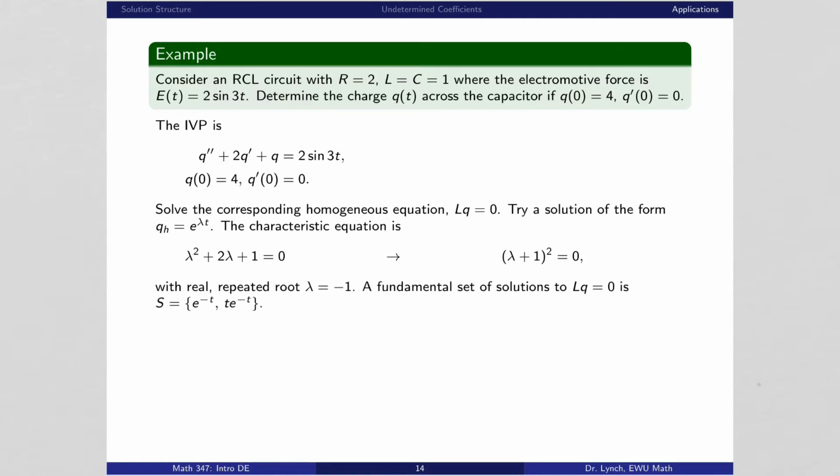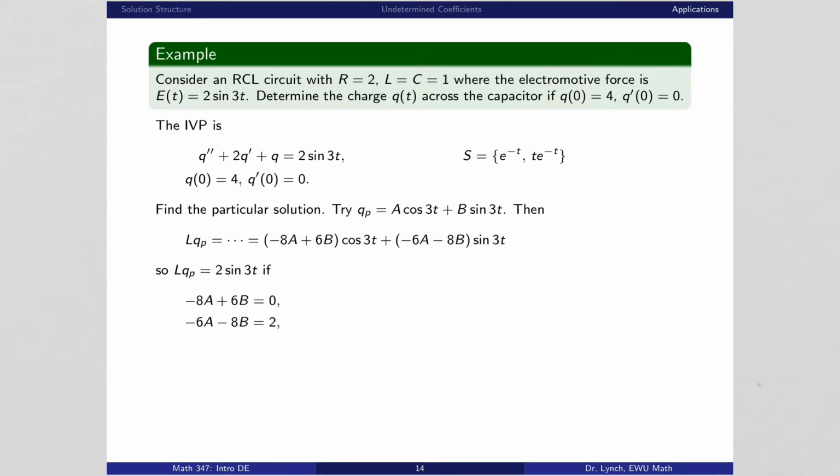Let's go ahead and turn our attention now to the non-homogeneous equation. So we'll try to find a particular solution, again just using the method of undetermined coefficients. The method says that we should try a general similar form. So here, the right-hand side being sine of 3t, a general similar form is QP equals A times cosine 3t plus B times sine 3t. Now, comparing that to the fundamental set of solutions, we can see that definitely no part of our particular solution will solve the homogeneous equation.